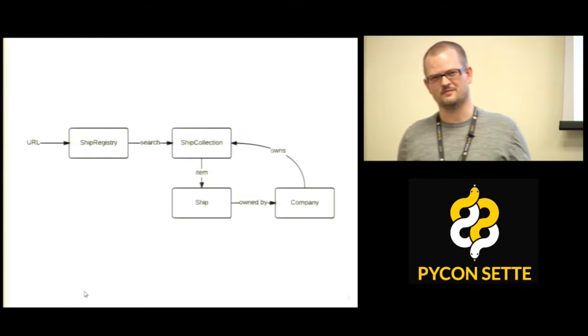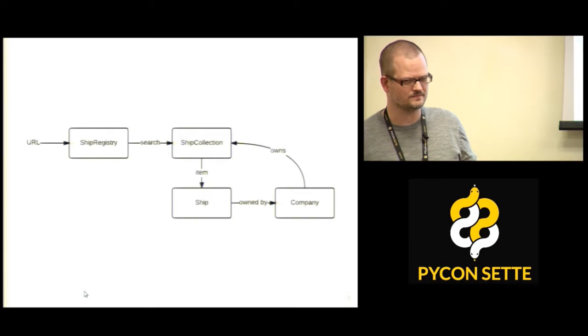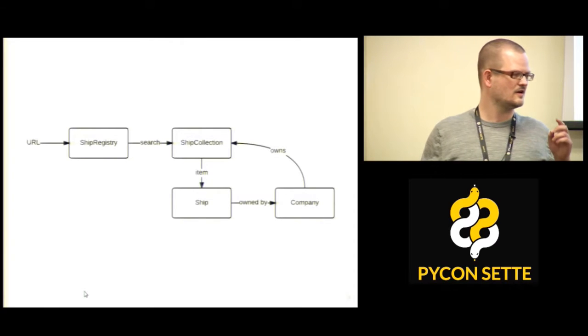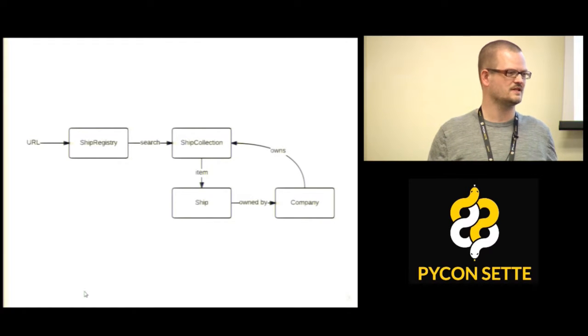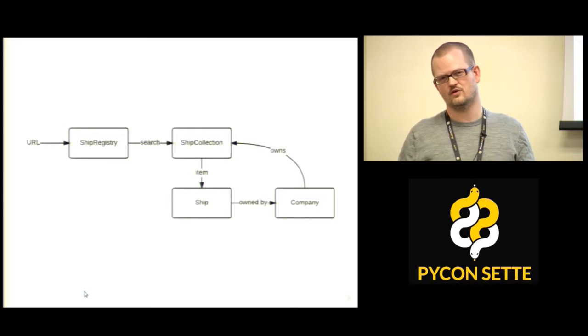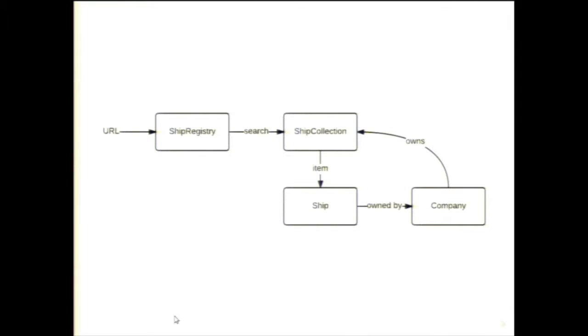So this is the example that I'm going to use today. It's a ship registry. And a client will come in through one known URL. We'll get something called the ship registry. It's often called a root resource, the first resource you're getting from an API. And this resource defines a search link where you can get collections of ships. These ships will have relations to individual ships, these ships will have relations to companies, and these companies will have relations to other collections of ships, namely the ships that they own at that moment.